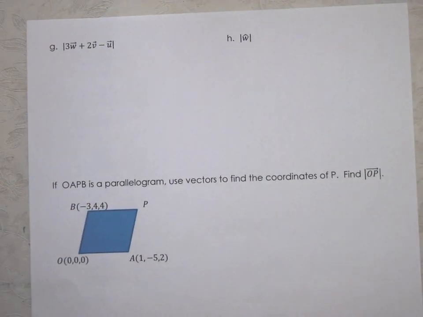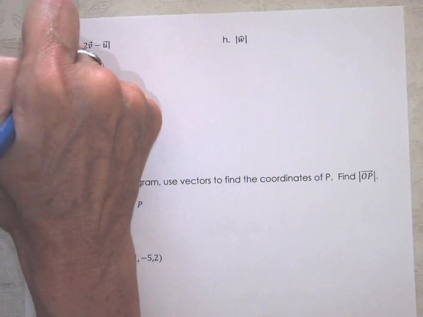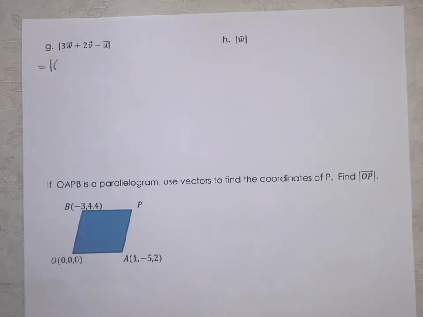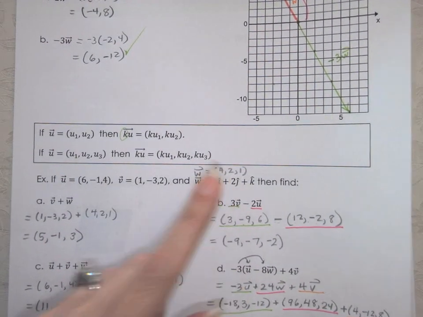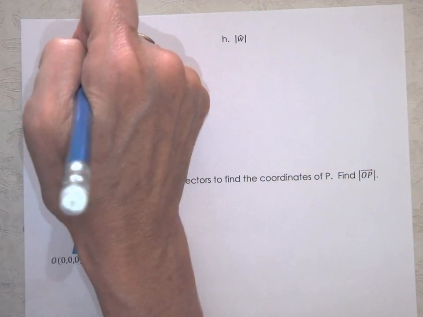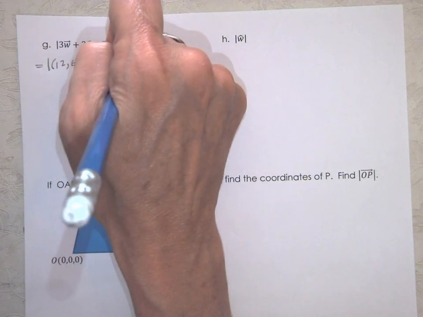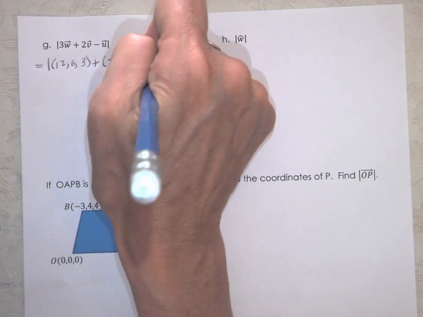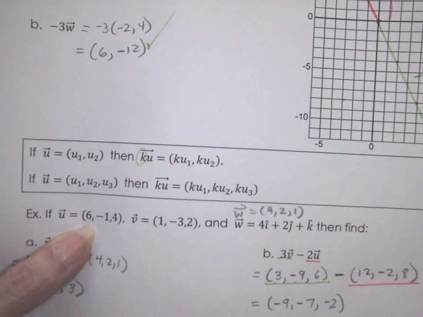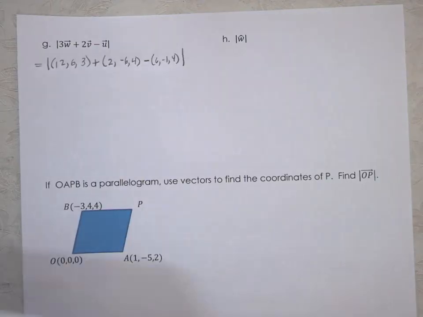Okay, and then G, the magnitude of 3w plus 2v minus u. So again, I want my magnitude bars, and then this first vector I write down is going to be 3w, remembering what w is. So 3w is going to be 12, 6, 3, plus 2v, which is going to be 2, negative 6, 4, minus vector u, which is 6, negative 1, 4. All in magnitude bars.